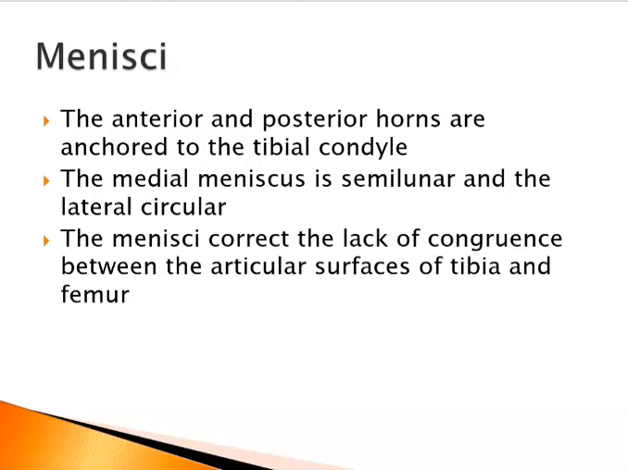Continuing with the menisci. So they are having anterior and posterior horns and which are anchored to the tibial condyle. Medial meniscus is semilunar and the lateral is circular. The menisci correct the lack of congruence between the articular surfaces of tibia and femur.